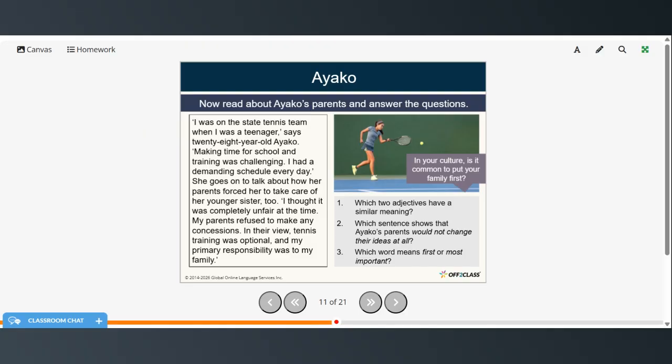So in your culture, is it common to put your family first? You can answer that in the comments. So which two adjectives have a similar meaning? Challenging and demanding. Which sentence shows that Ayako's parents would not change their ideas at all? "My parents refused to make any concessions." And which word means first or most important? That would be primary.